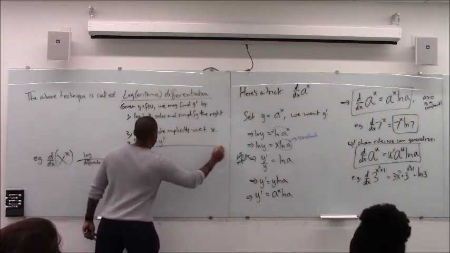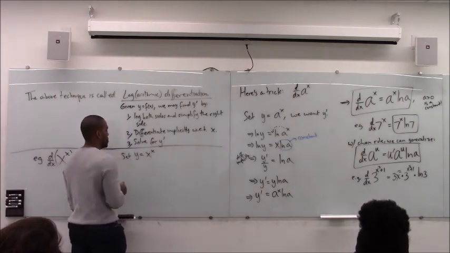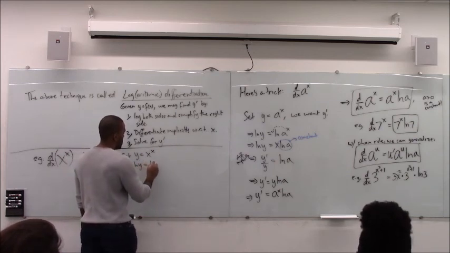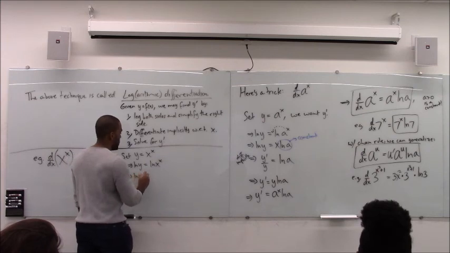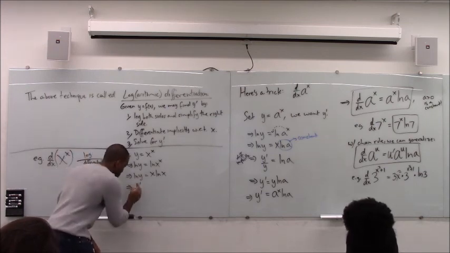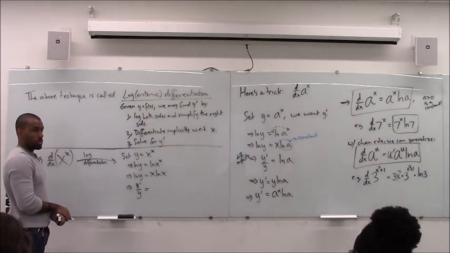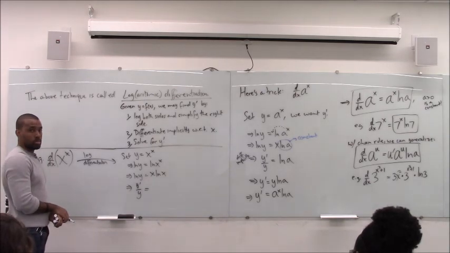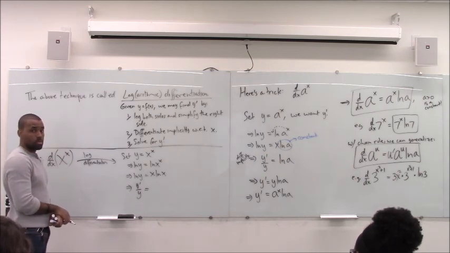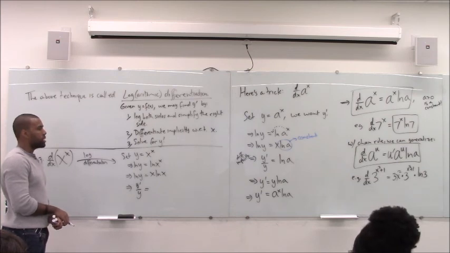I can set y equals x to the x. I can log both sides. This will allow me to bring down the x power. And at this point, I would differentiate both sides. This is y prime over y. What's the derivative of x ln x? 1 over x. That's the derivative of ln x. What is x ln x?